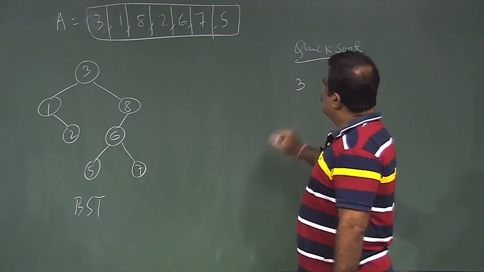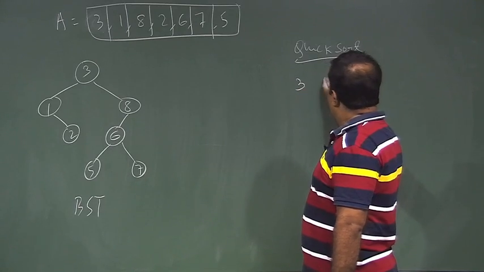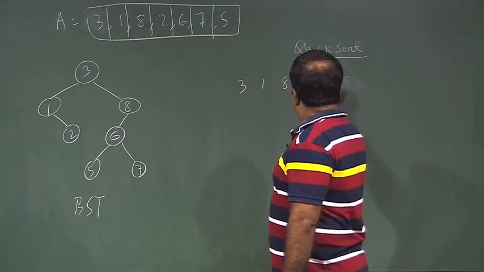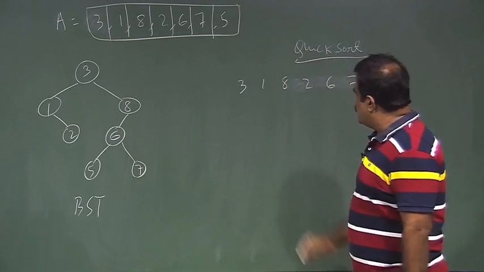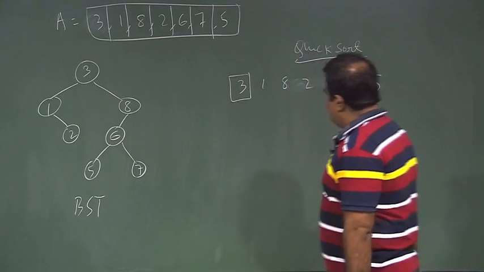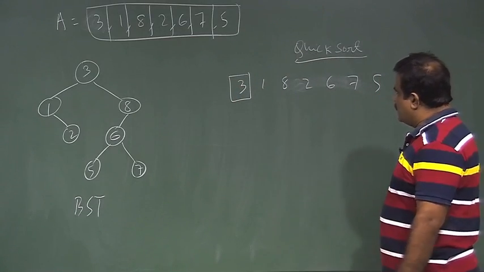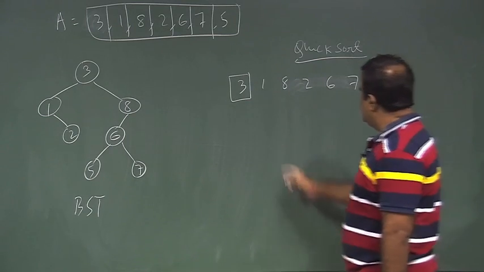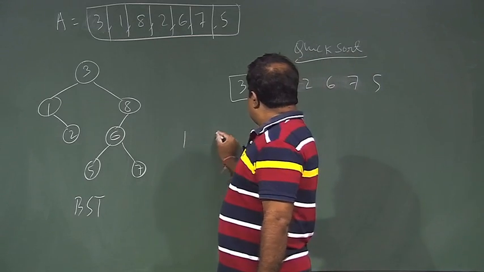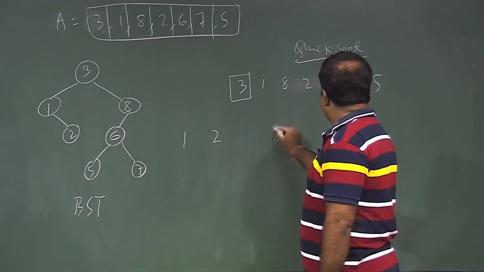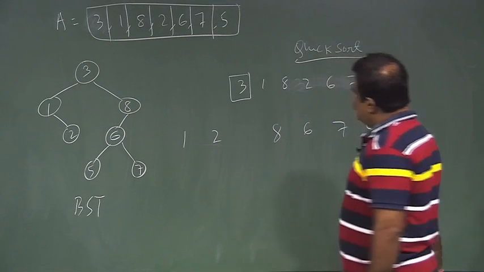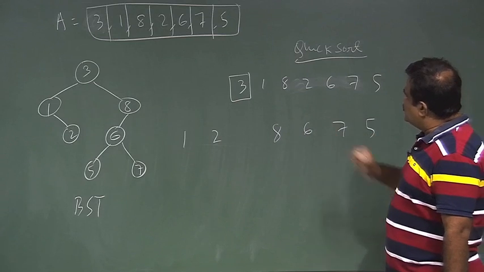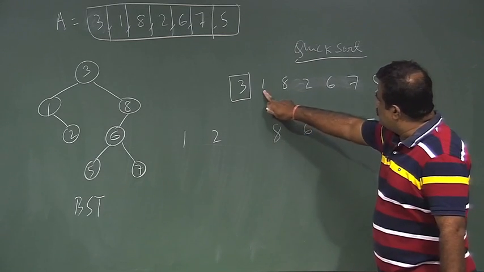So, this is the given input: 3 1 8 2 6 7 5. Now, we choose 3 as the pivot element, so it will partition this into 2 parts. All the elements less than x must be in the left subarray, all the elements greater than x in the right subarray. So, 1 2 must be sitting here, and 8 6 7 5. This is the quicksort partition, and here we are assuming one thing: this partition must be a stable partition, because we are assuming this ordering will not change.